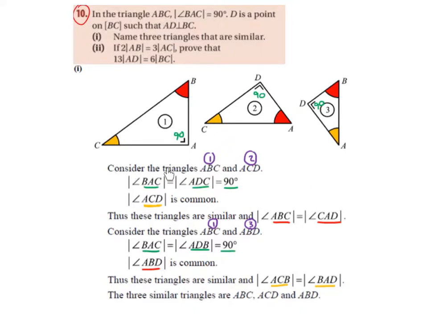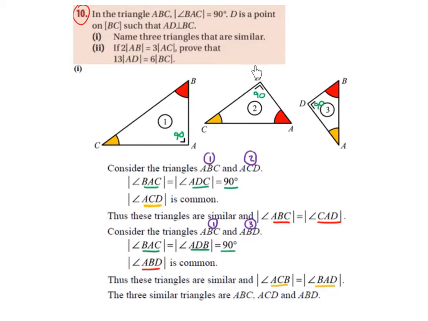So we're going to consider the triangles ABC, triangle number 1, and ACD, triangle number 2. The angle BAC, this angle here, is equal to the angle ADC, this angle here, and they're both equal to 90 degrees.